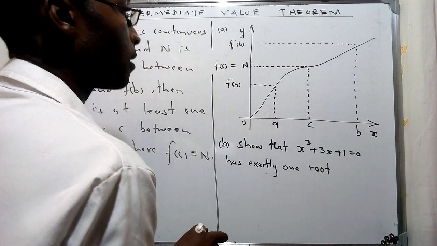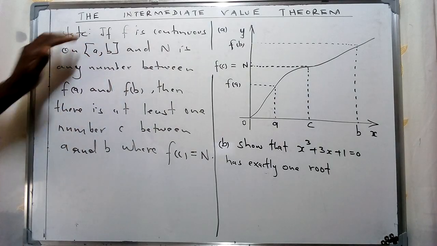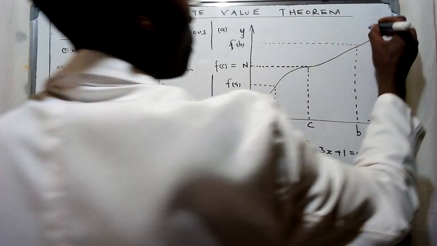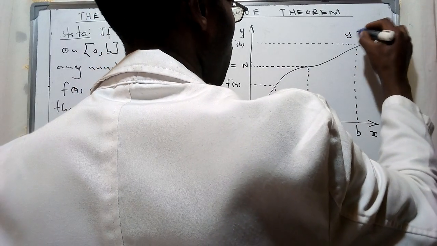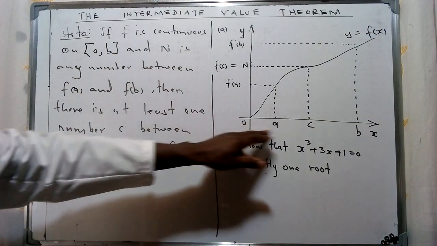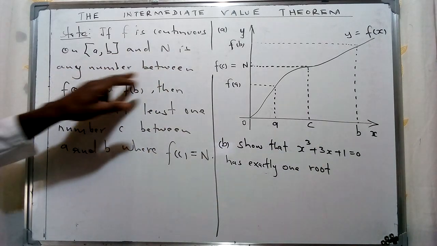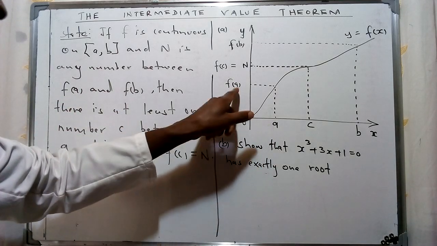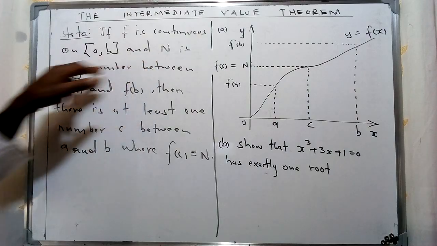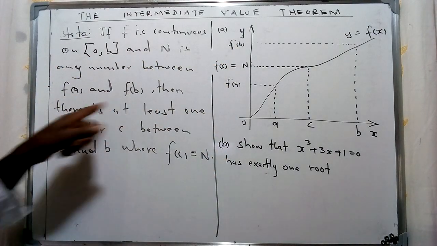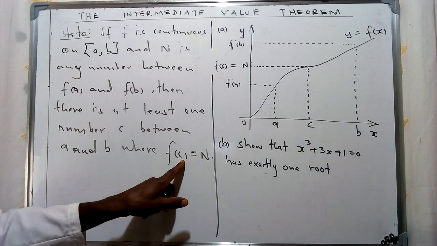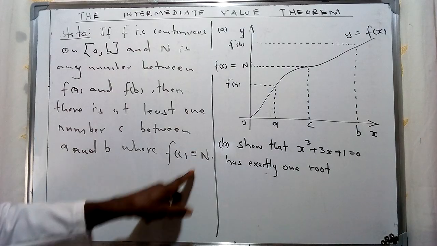So this forms a summary of the intermediate value theorem, given in statement form, with a function f, which we can describe as f of x, that is continuous on the closed interval from a to b, and N is a number between f of a and f of b, which are the corresponding values on the y-axis of these two endpoints. So if f is continuous on a and b, and N is a number between f of a and f of b, then there's at least one number c between a and b where f of c, the value on the y-axis, equals N.